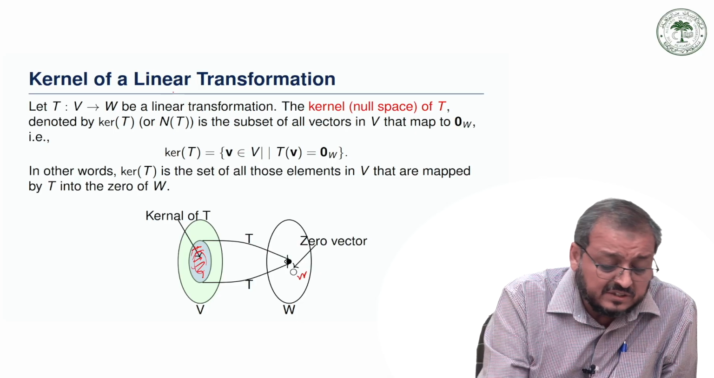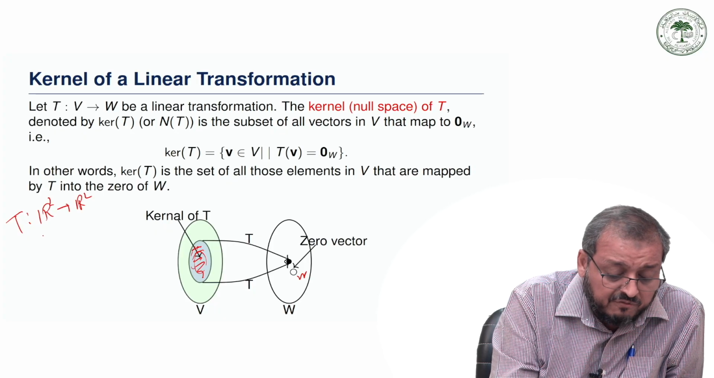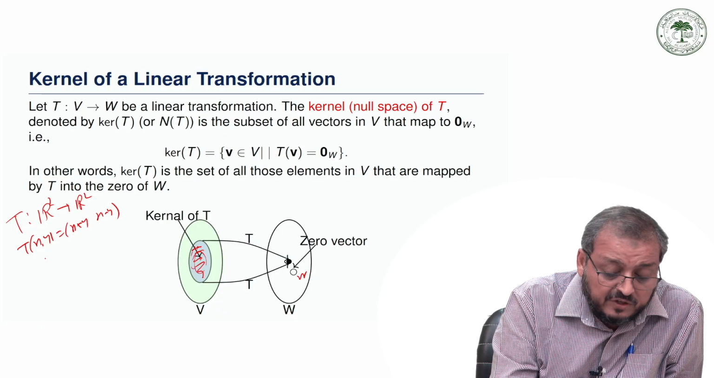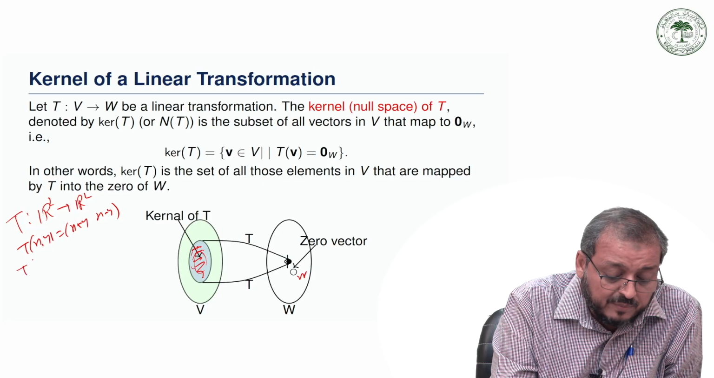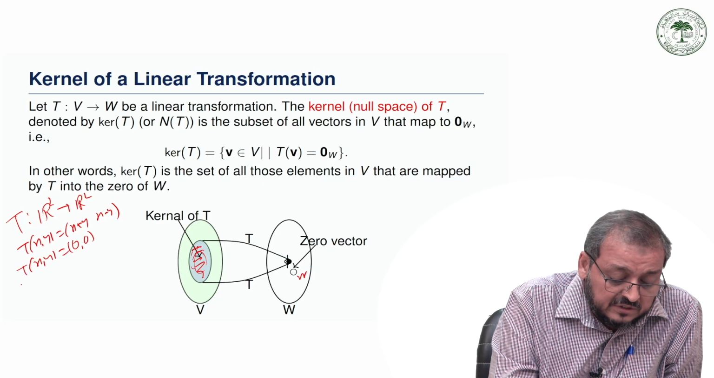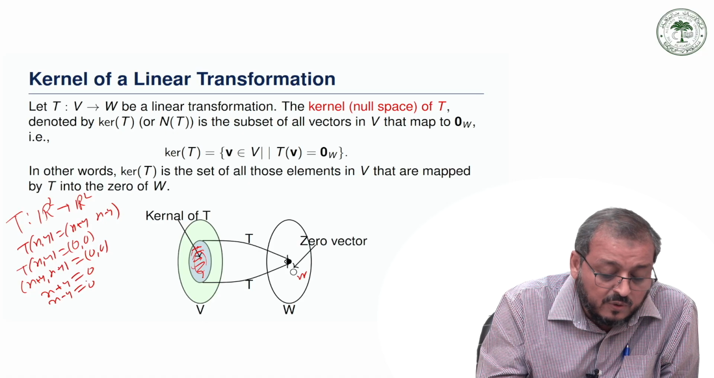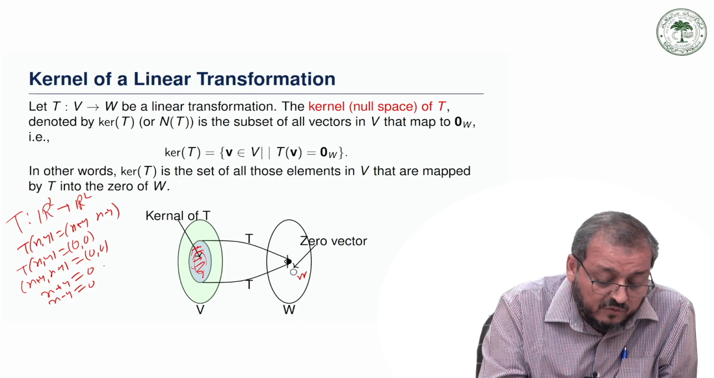And similarly, as the last example, I take R2 to R2 and define the linear transformation as T(x, y) = (x + y, x - y). Then the nullity is those elements which map to 0. So T(x, y) = (x + y, x - y) = (0, 0). Then x + y = 0 and x - y = 0. When you simplify this, you get x = 0 and y = 0 only.